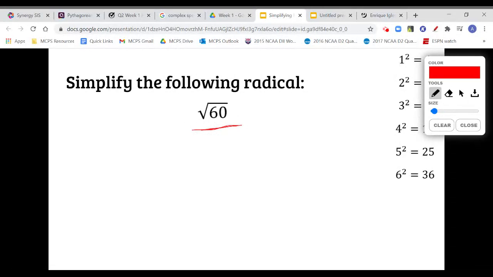So I want to look for factors of 60. Okay, and I'm going to try to find the factor that is the biggest perfect square factor. So I'm going to start with the bigger numbers and see if it's divisible by any of those. Now, I know that it's never going to be divisible by anything that is more than half its size. So basically, I can already count out 36. I don't need that. Okay, but anything smaller than that is worth trying.